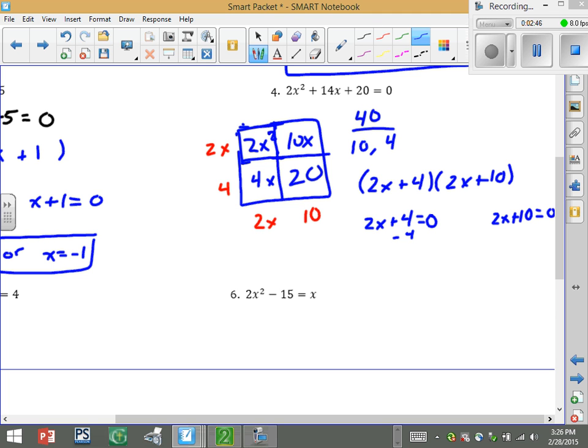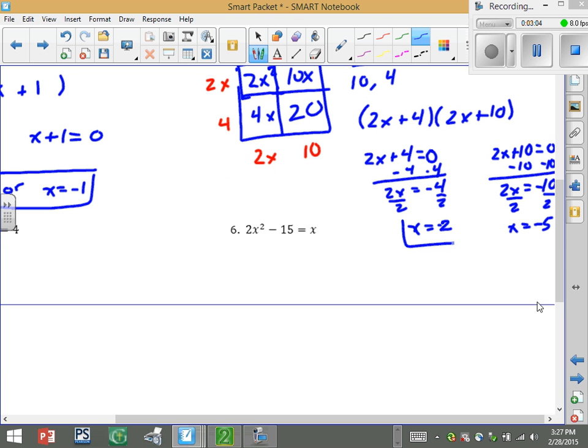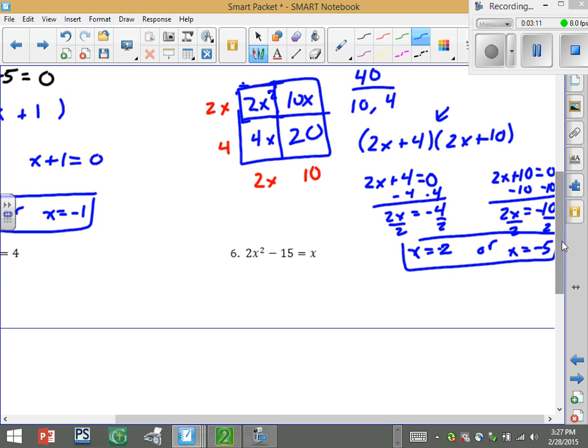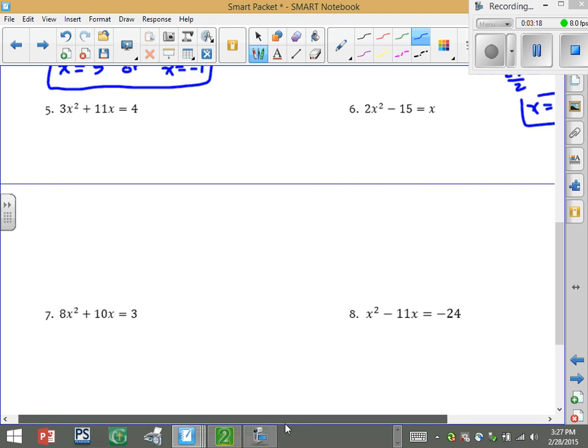I'm going to do a little bit of work here, a two-step process. So 2x equals negative 4, divide both sides by 2. So x equals negative 2. Subtract 10 from both sides. We end up with 2x equals negative 10, divide both sides by 2. x equals negative 5. And I mentioned that there might be some confusion here because if you FOIL this back out, it's actually not going to look like the original problem, but you still end up getting the right solutions. So move on here to number 3.